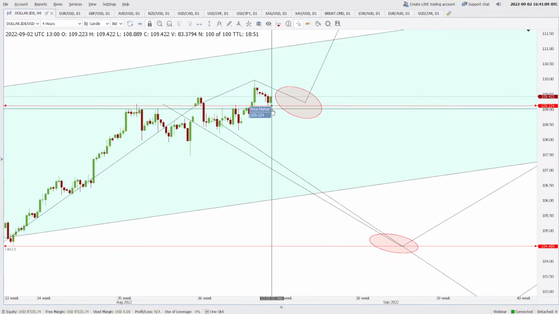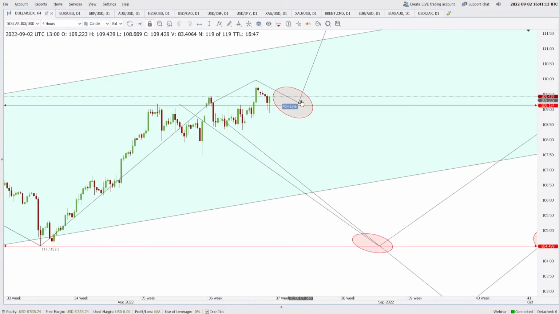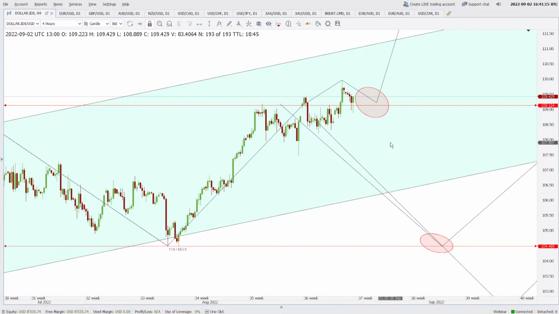So yes, this is trying to become a bullish engulfing as well, and if it does, then dollar is all buy. Okay, buy like that.